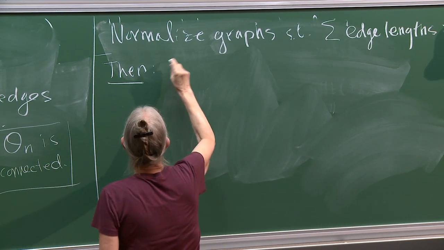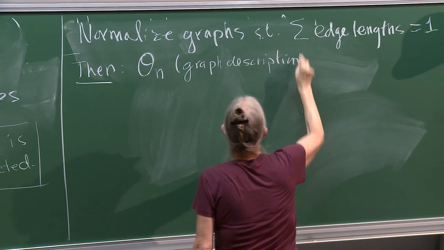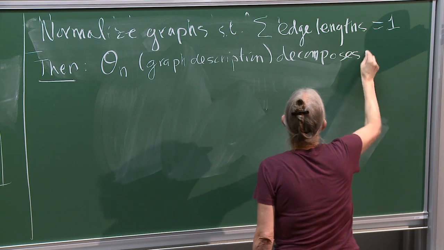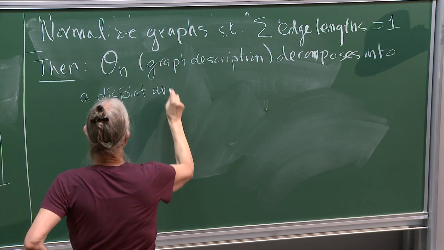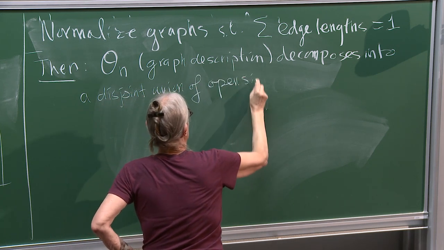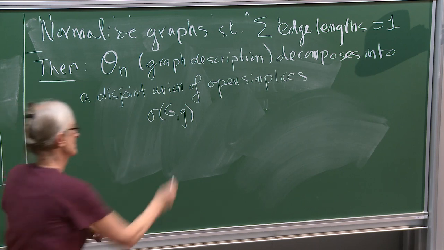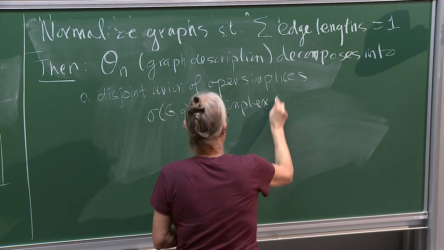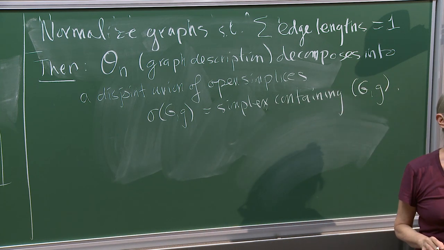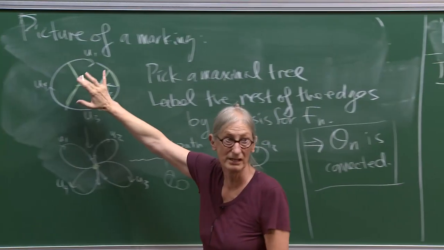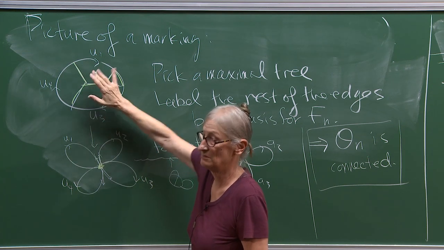with the graph description, outer space decomposes into a disjoint union of open simplices, sigma of G. So sigma of G is the simplex containing G. And what is it? It's what I just told you a minute ago. I look at the same picture, the same graph, same labeling, but I let the edge lengths vary, while keeping their sum equal to 1.